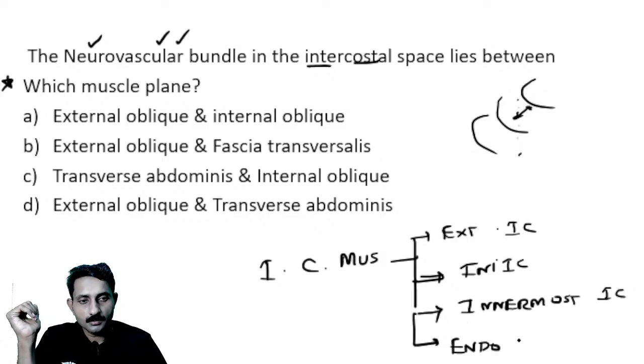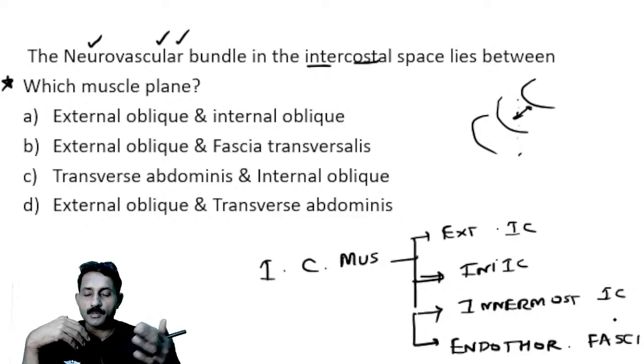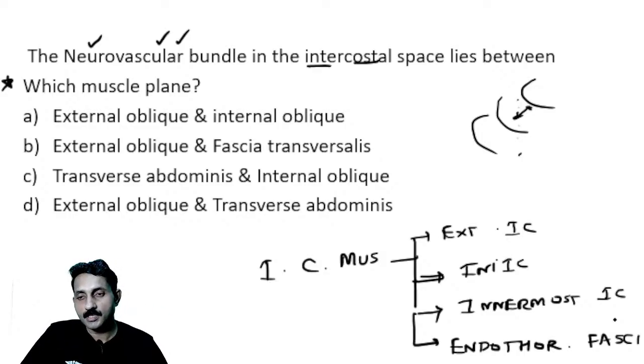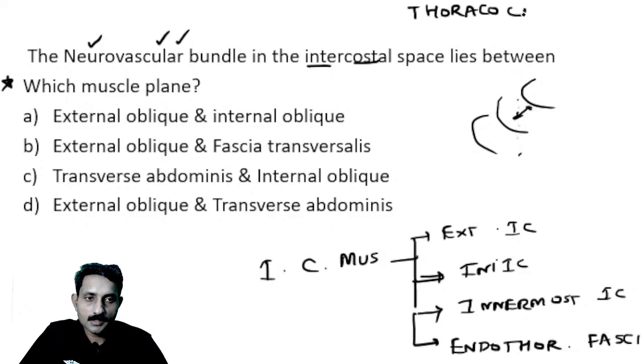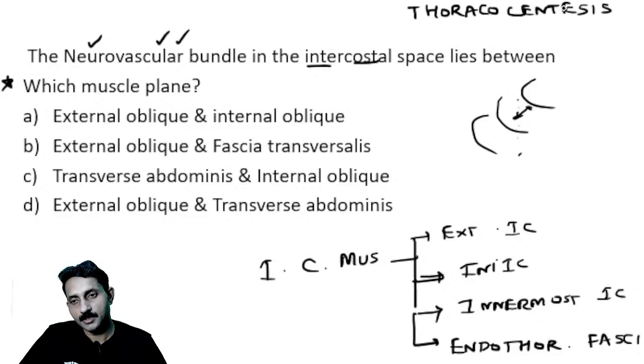Okay, some questions might confuse this with the transverse abdominis muscle, but transverse abdominis muscle is not related to this intercostal space. One more question can come: what are the structures which are pierced by a procedure called thoracocentesis? This is a commonly asked topic. Centesis means it is an invasive procedure. We just put a needle into the intercostal space and try to draw the pleural fluid. That procedure is called thoracocentesis.